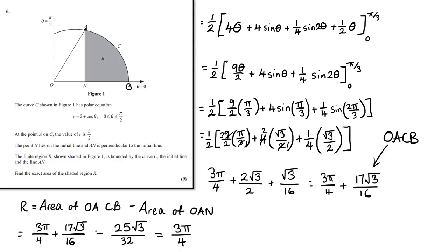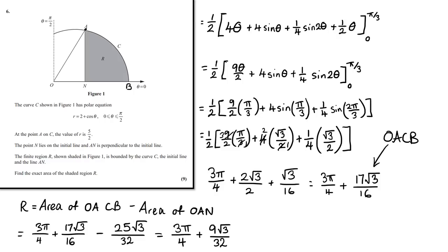This is 34 root 3 minus 25 root 3, so that gives me 9 root 3 there. So we get plus 9 root 3 over 32. Is it 9 root 3 over 32? Yeah, over 32. Okay. And there we have it. So that gives us our solution there.